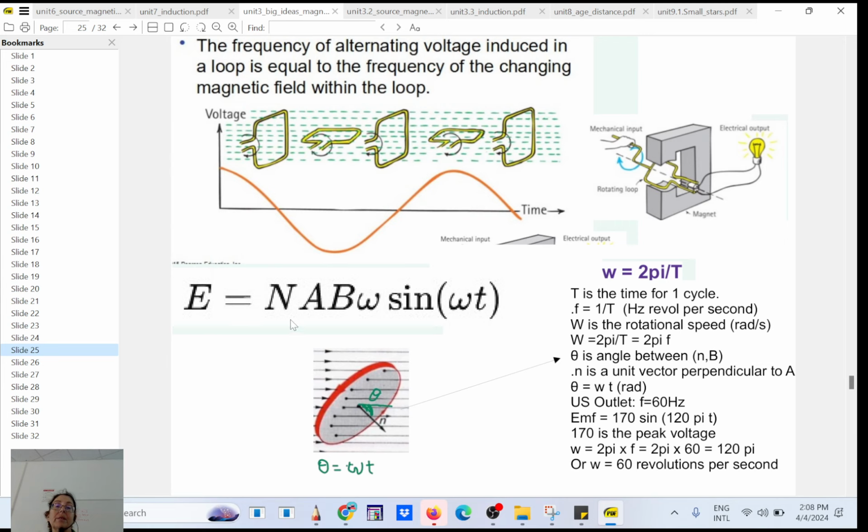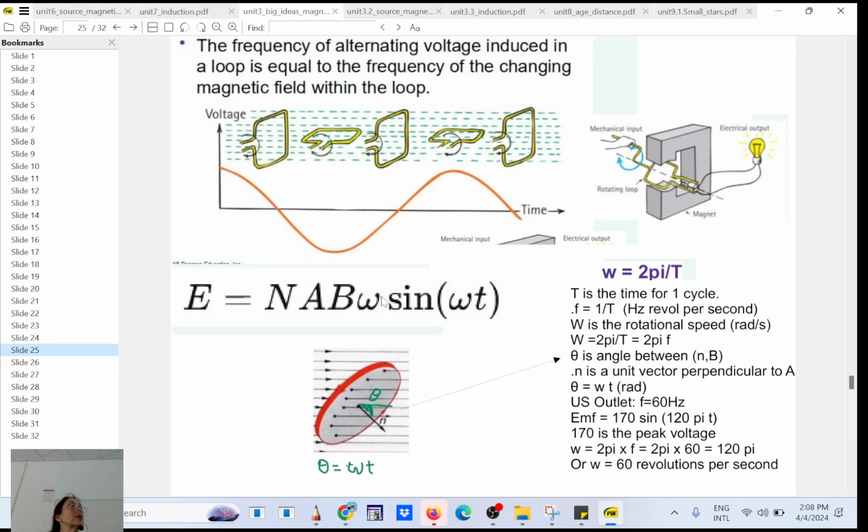You see, that's going to be the peak voltage. So in the US, the peak voltage is going to be 170 volt, and the RMS will be about 120 volt. You take 170, divide by the square root of 2, and you have the RMS. But this value here will be the peak value. Omega will be the rotation speed. So it will be, say, revolutions per second.